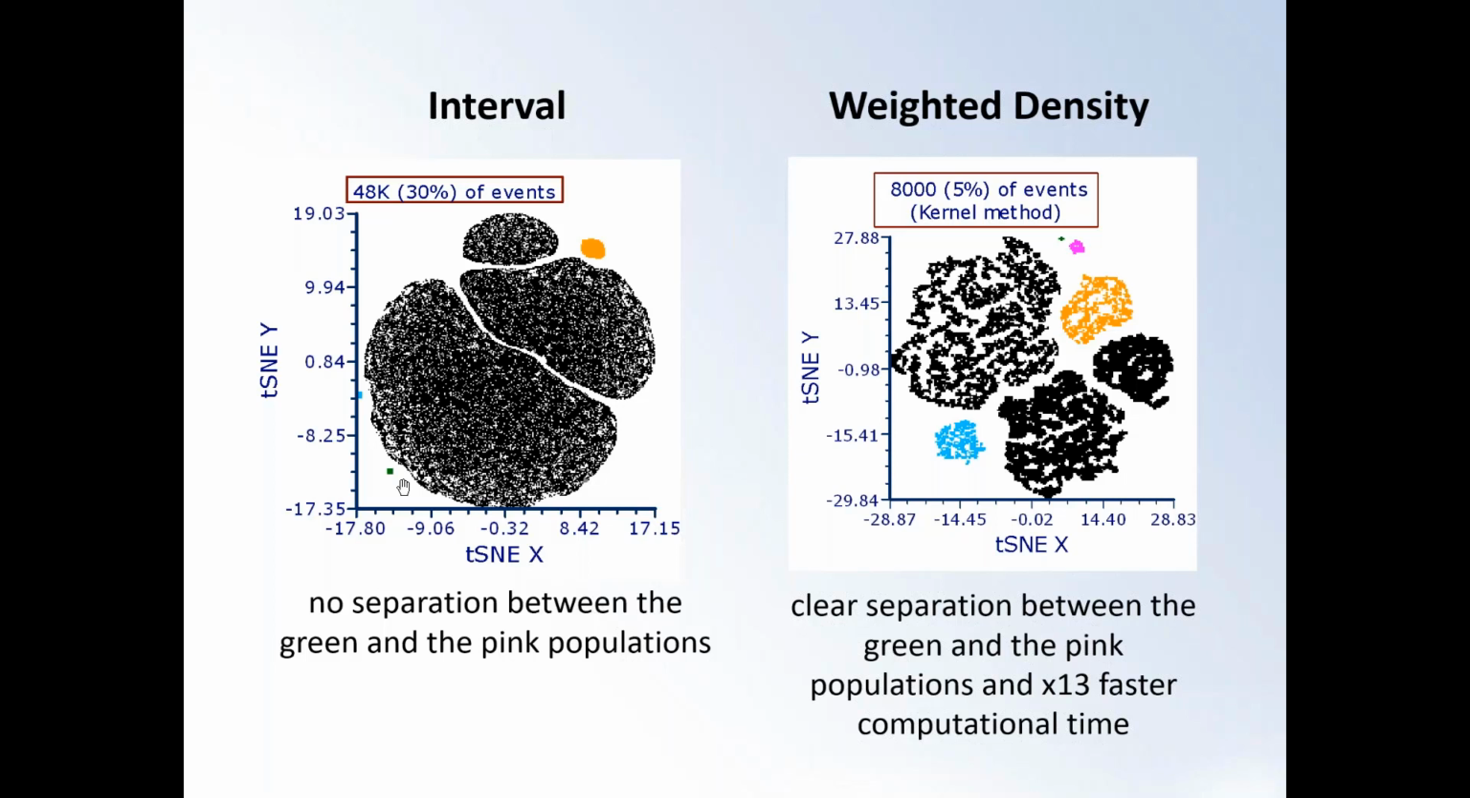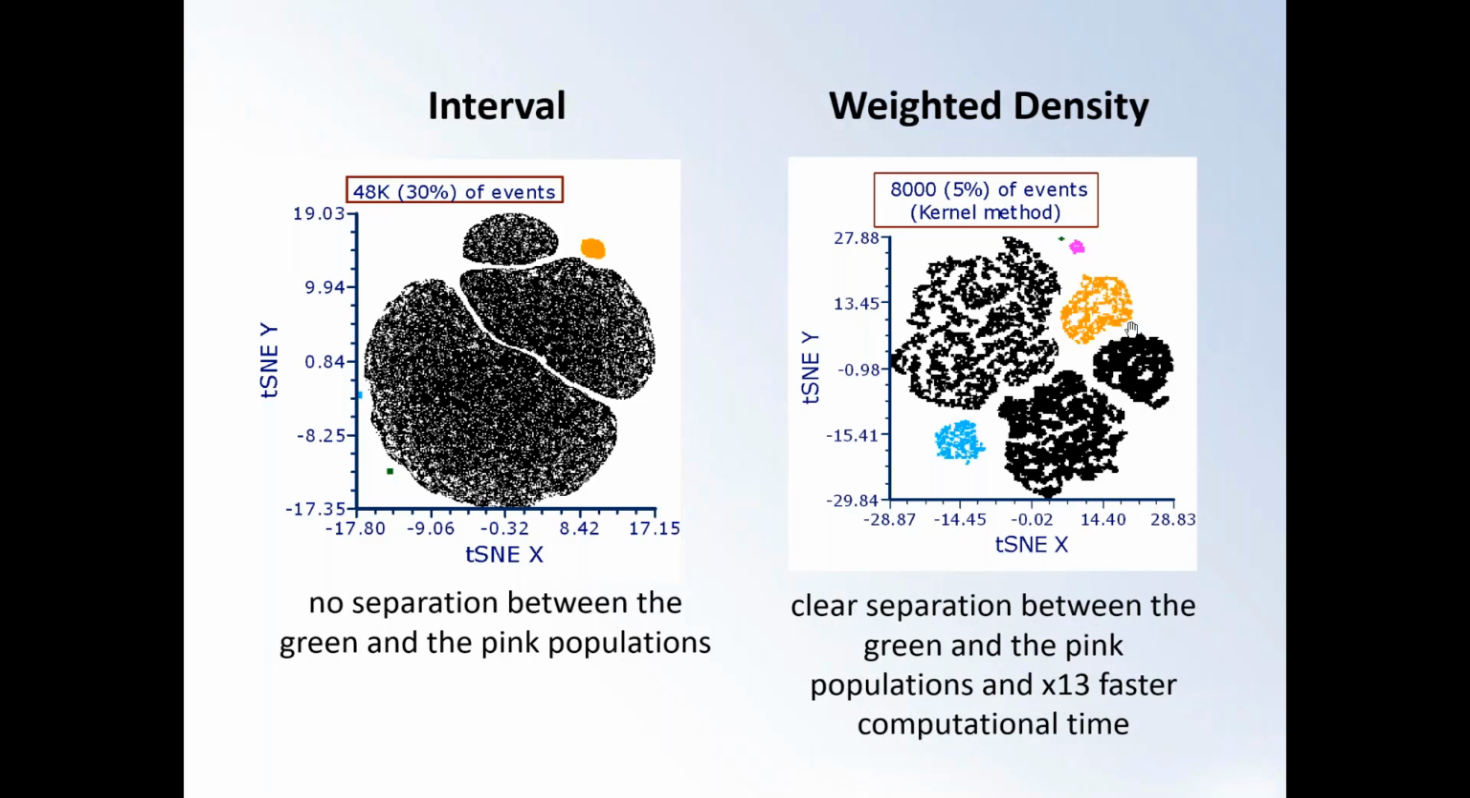Now on the right, you have the weighted density downsampled. The tSNE might not look so sexy, let's say, because you have fewer events. In this case, you only have 8,000. But again, the main goal was to be able to find the rare population. And with this weighted density downsampling, with just 8,000 events, you can clearly see at the top right of my tSNE plot 2 little islands. One is really, really small. It's the green one, and the other one is the pink one.